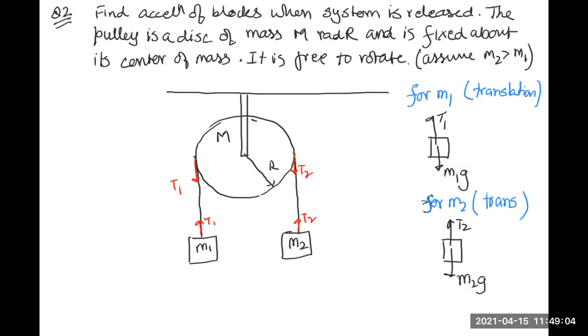Now it is given that M2 is greater than M1. Therefore, I know that this guy will be going down with an acceleration a. This guy therefore will be going up with an acceleration a. And therefore, the equations of motion that I'm going to write are T1 minus M1g is equal to M1a. And here I'm going to write M2g minus T2 is equal to M2a.